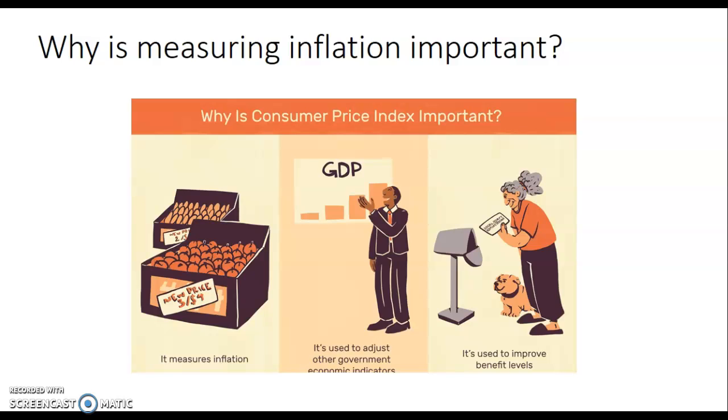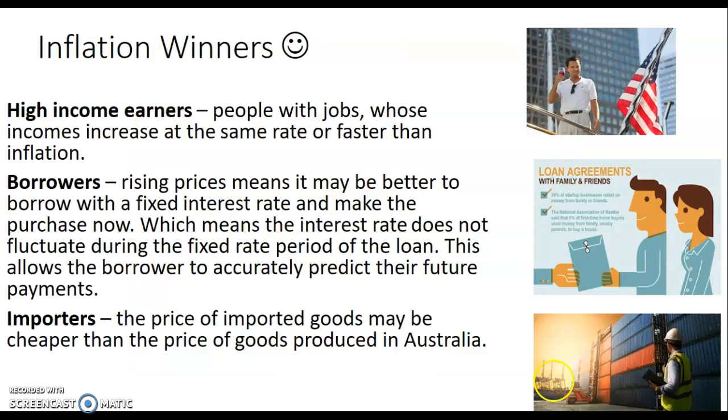It's used to improve benefit levels also. If there's more GDP, you're paying more taxes, and that also helps to improve the benefit levels. So if the consumer price index is going up and salaries are not increasing at that rate, then it is used to pay benefits also. Now, inflation winners.